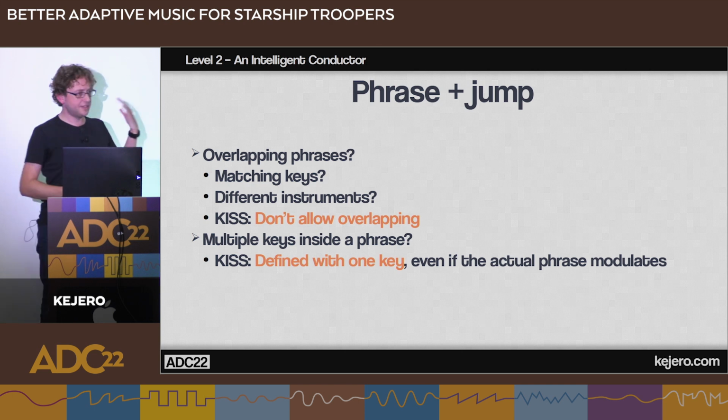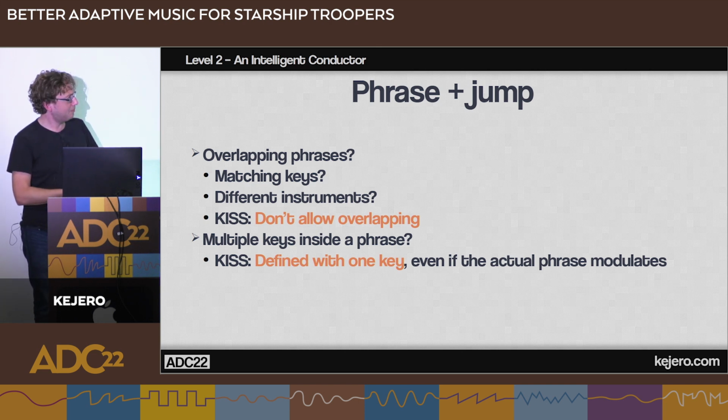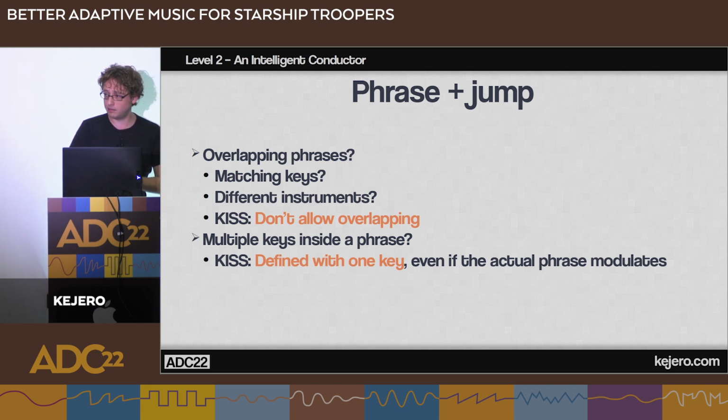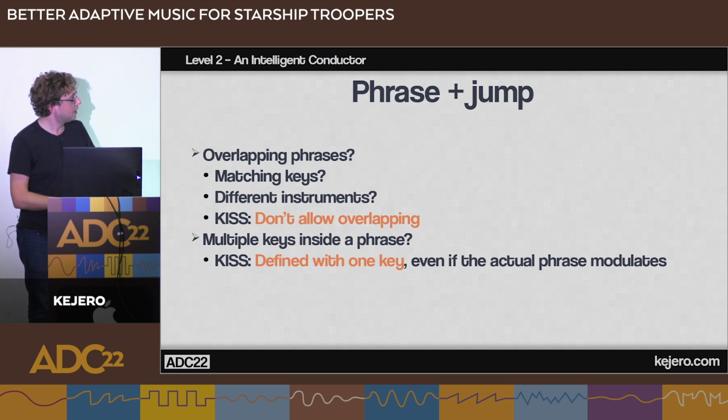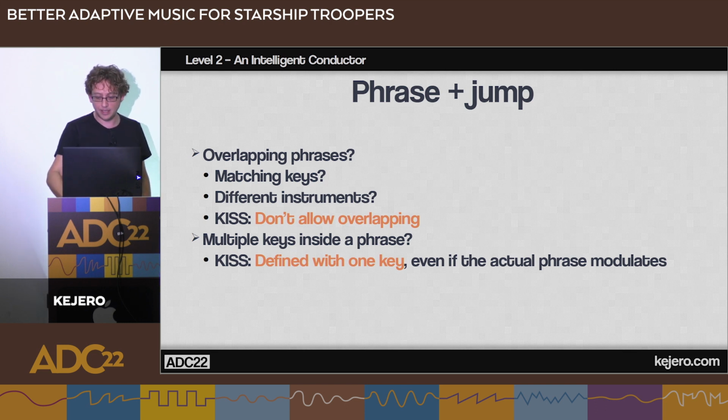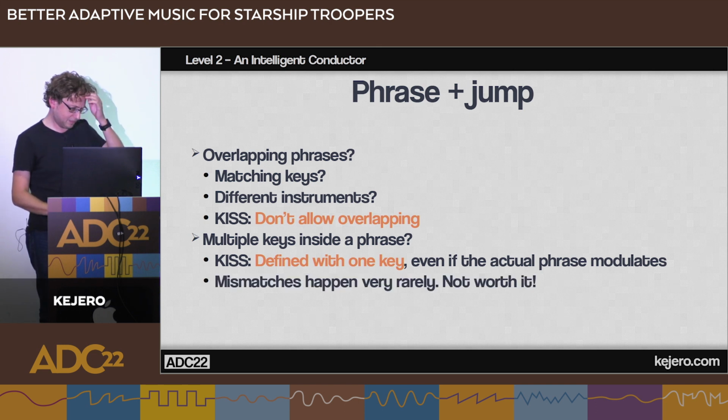So if the phrase starts in D minor, BAM thinks it's just in D minor. Even if it modulates to G major or A major, whatever, BAM doesn't care, BAM doesn't know. So you might think, well, then it's possible that that phrase is playing and BAM starts shadowing segments in D minor, even though there's a melody playing in a different key. Yeah, but this doesn't happen very often.